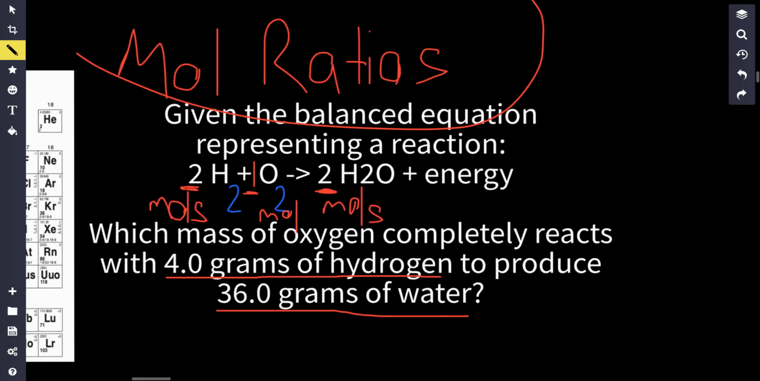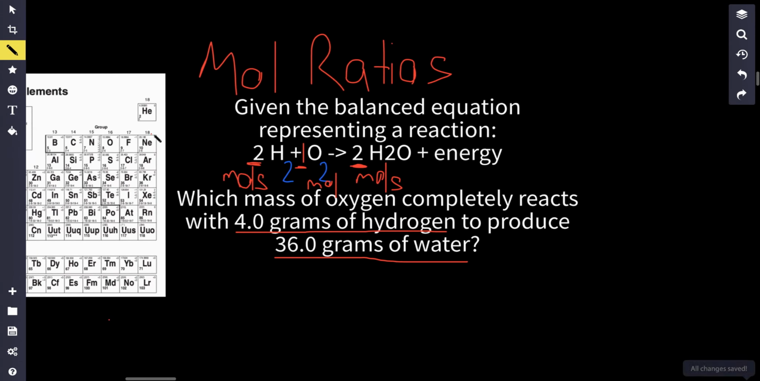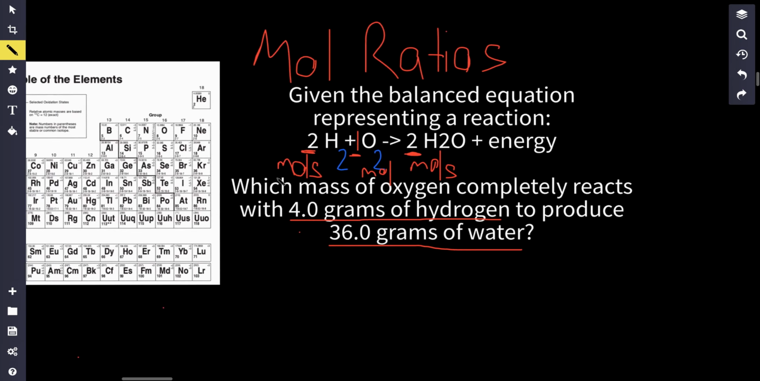All right, just a quick review on mole ratios and how important they are. So let's say we have this problem: given the balanced reaction 2H2 + 1 O2 yields 2H2O plus energy, what mass of oxygen completely reacts with 4.0 grams of hydrogen to produce 36 grams of water? So what do we do here?